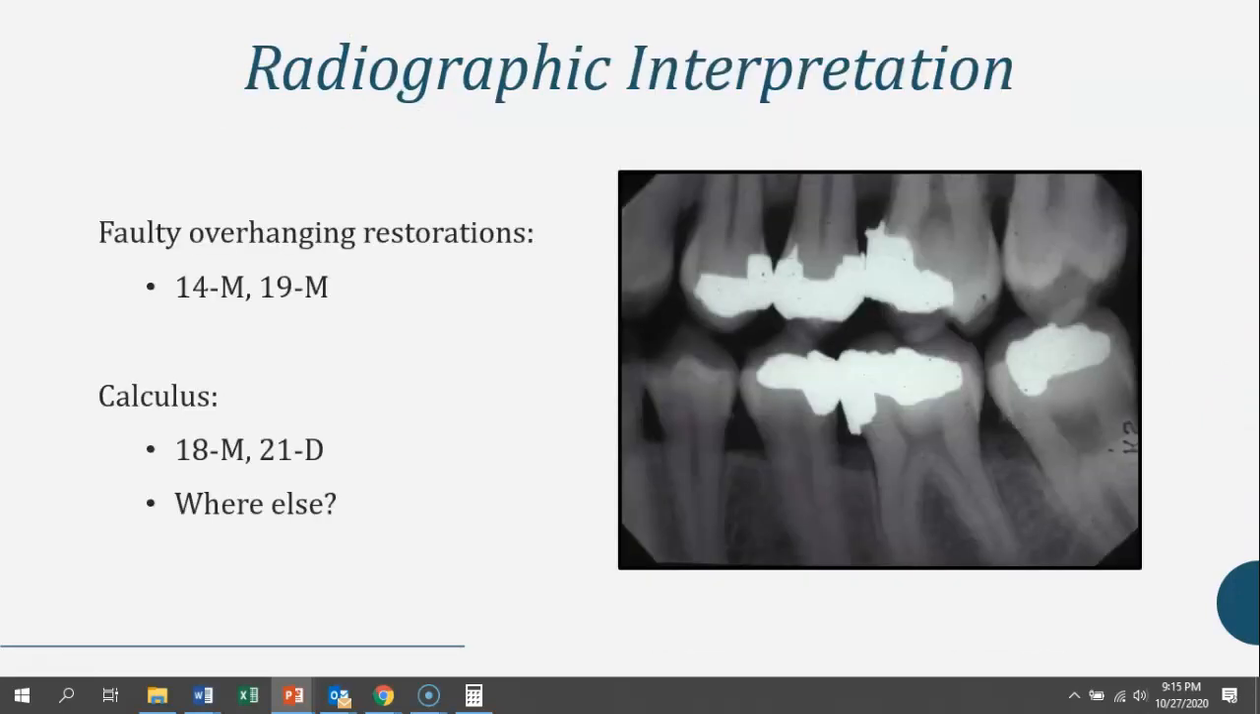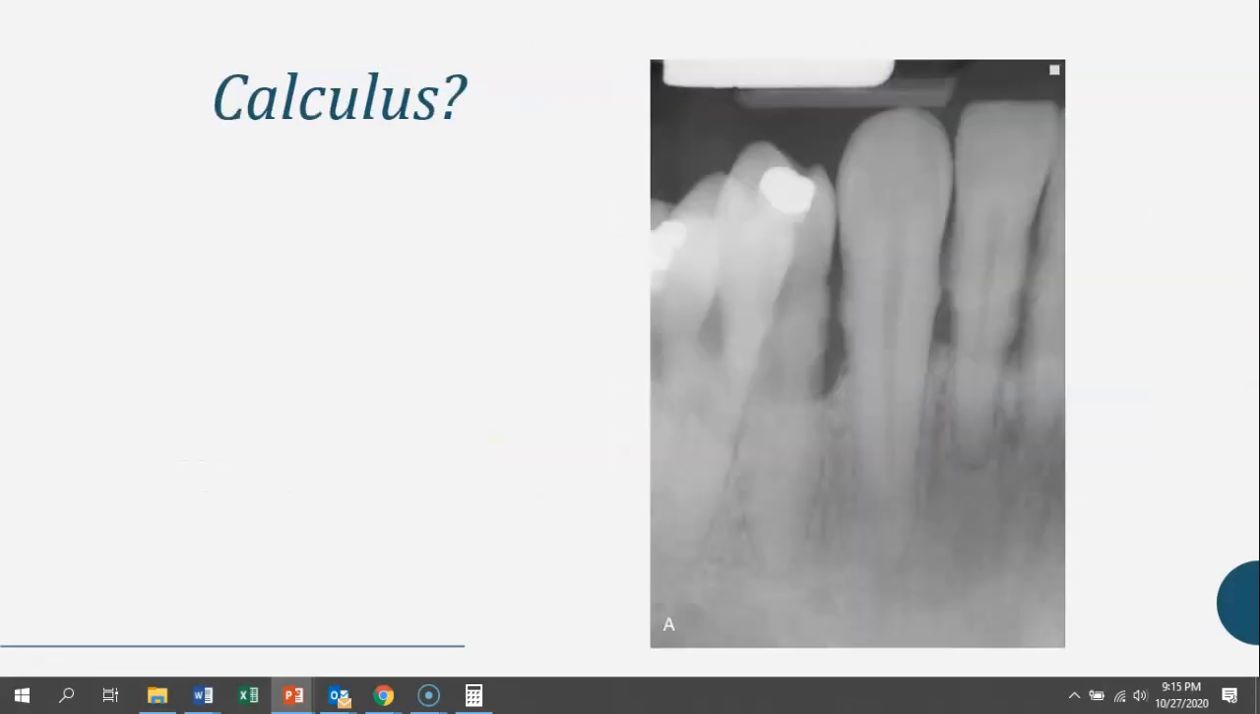Oh, I think it said calculus too. So you can see a little bit of calculus here. You can see some calculus. You can see calculus here, and here. And then what about calculus on this one? Do you guys see any calculus there? You can see it's all kind of lumpy right through here and here and here. It's all over the place.